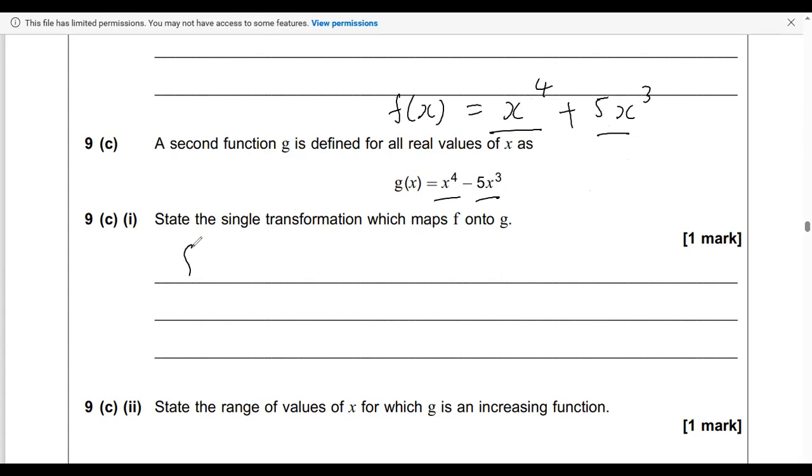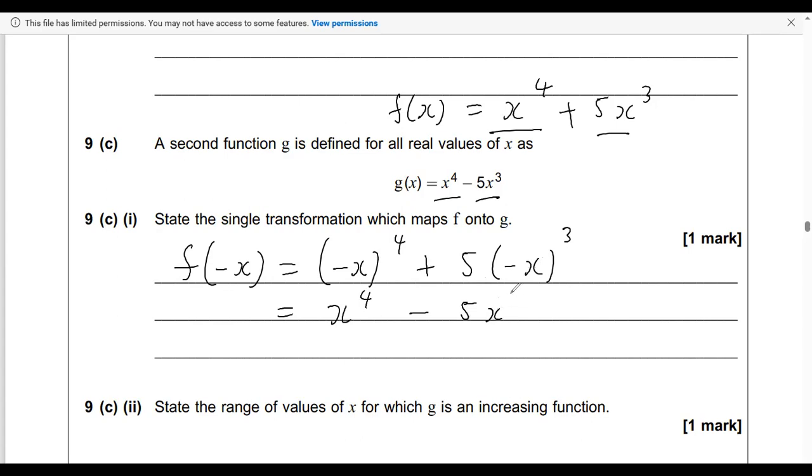Let's think about it. If we plug a negative x into our initial function, what would happen? If we substitute in negative x as an input, we would get negative x to the power 4 plus 5 times negative x to the power 3. Negative x to the power 4 is negative 1 times negative 1 times negative 1 times negative 1, which actually gives positive 1. So this becomes x to the power 4. And then negative x cubed is negative 1 times negative 1 times negative 1, that's negative 1. So we get negative 5x cubed here. So basically this g of x is essentially a reflection over the y-axis.